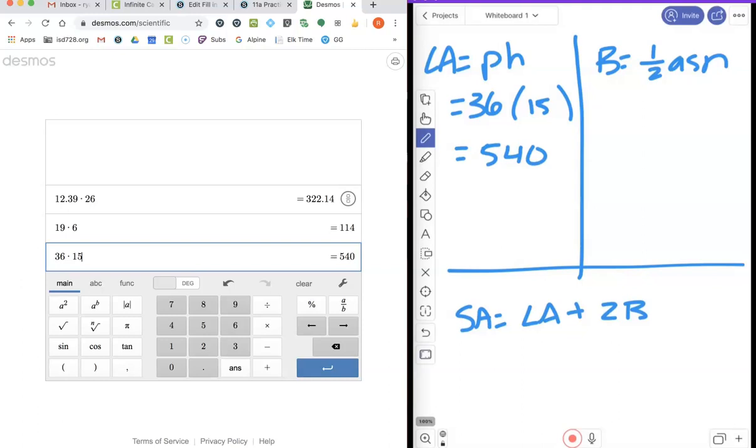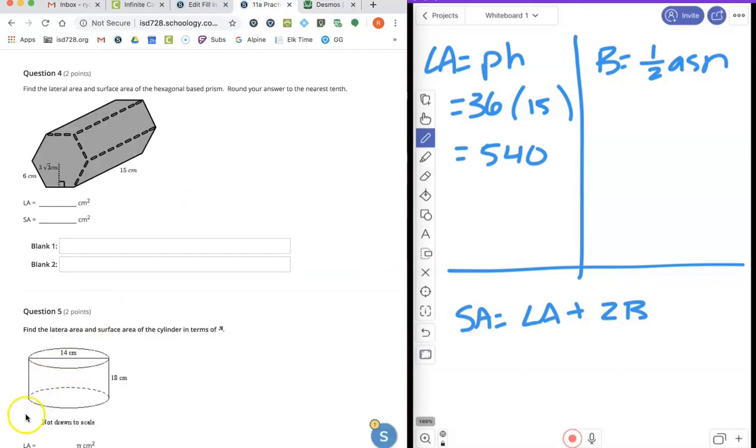And 540 is then our lateral area. Then we are now at the point where we can do our area of one base, and then we'll double that at the end. We have the apothem given to us. That's what A stands for. That is 3 square root of 3. We'll look at rounding in a second.